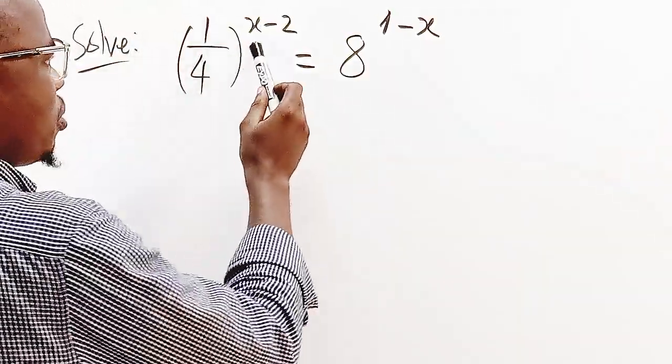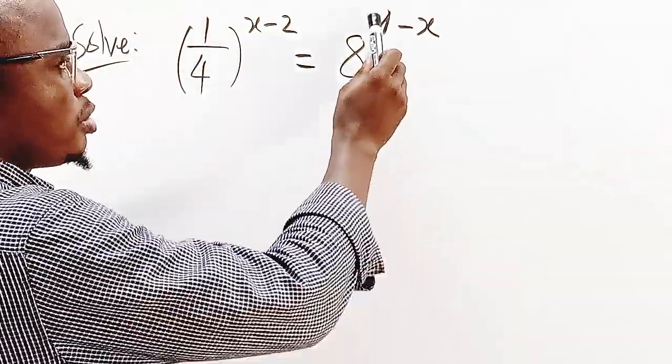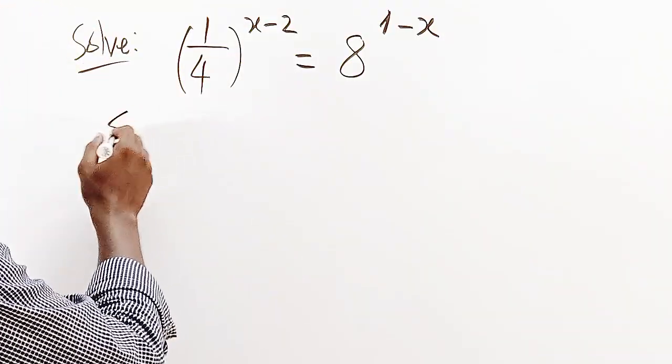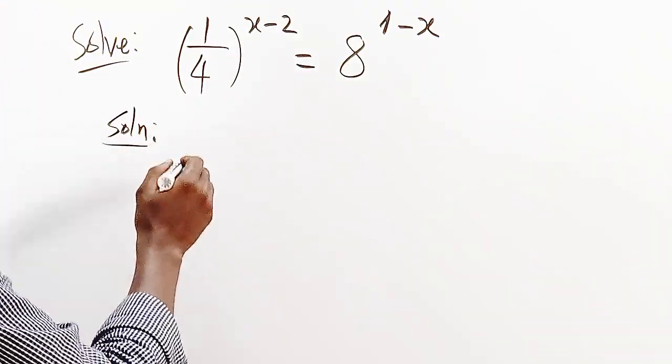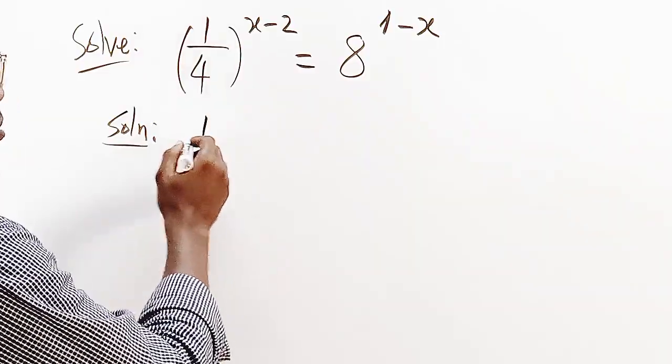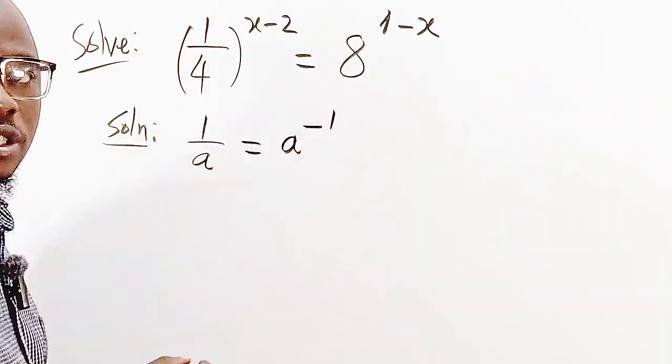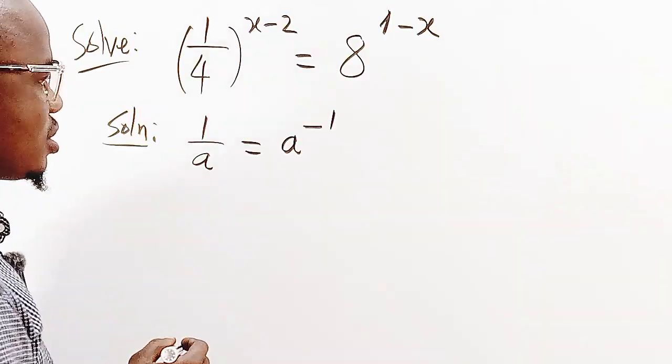1 over 4 to the power of x minus 2 equals 8 to the power of 1 minus x. So what's the value of x? Solution. You know that when you have 1 over a, it is the same thing as a to the power of minus 1. That is from the law of indices.